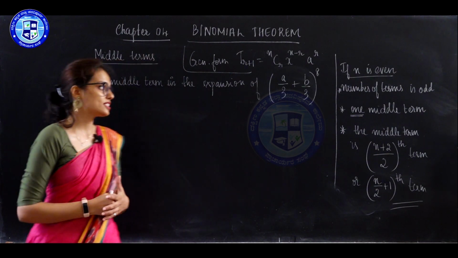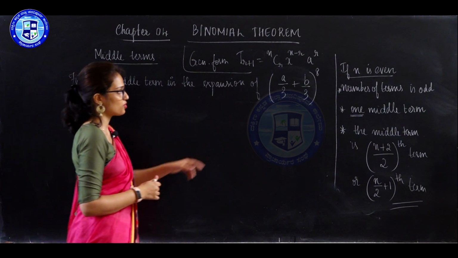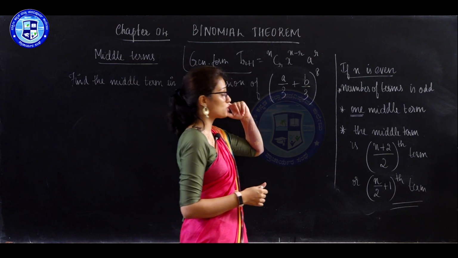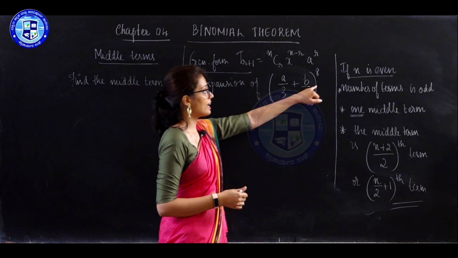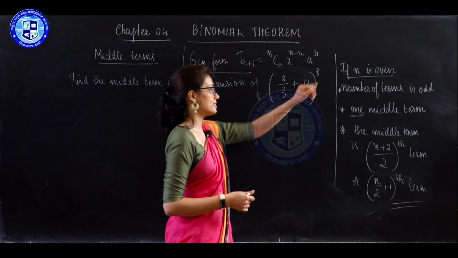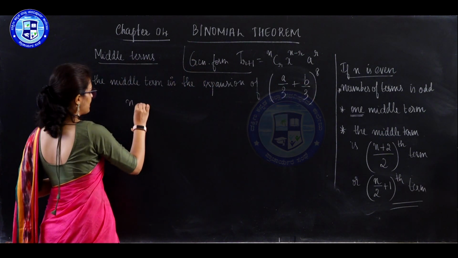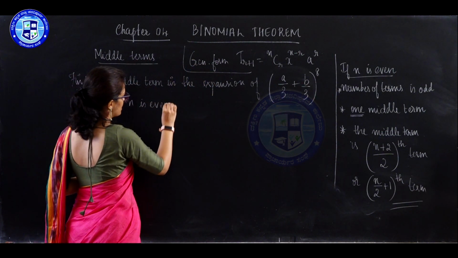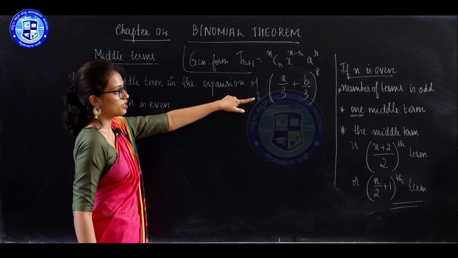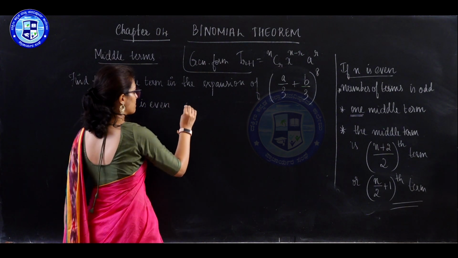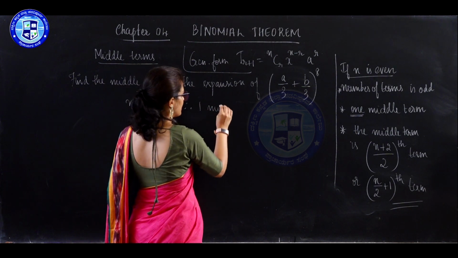Next question, let us find the middle term in the expansion of a by 3 plus b by 3 to the power 8. Now, if you see n value is 8, n is even, okay. So, n is even, and what happens when n is even? The number of terms is odd, therefore, there will be one middle term.